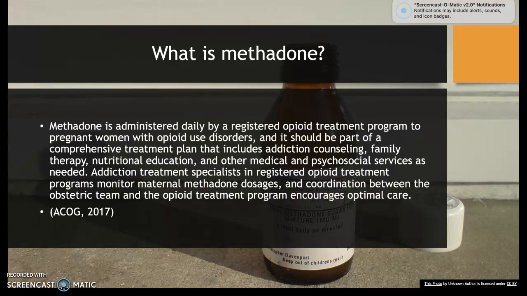What is methadone? Methadone can be described as a treatment that is administered daily by a registered opioid treatment program to pregnant women as well as non-pregnant patients with opioid use disorders. It should be part of a comprehensive treatment plan that includes addiction counseling, family therapy, nutritional education, and other medical and social services as needed.